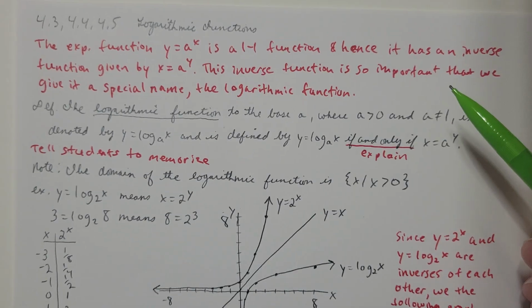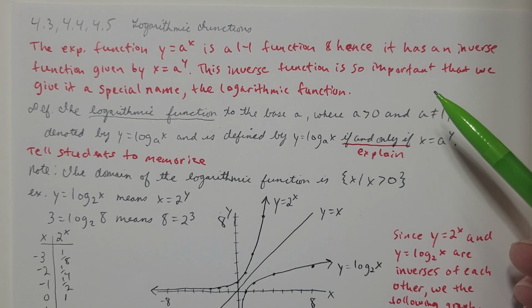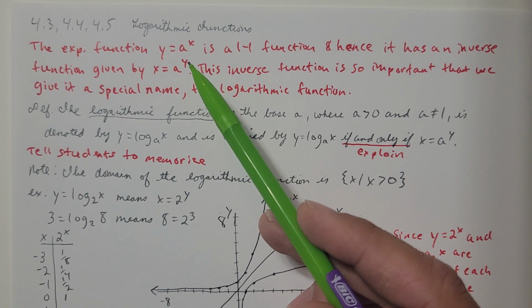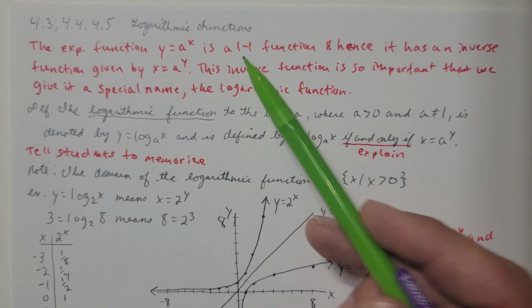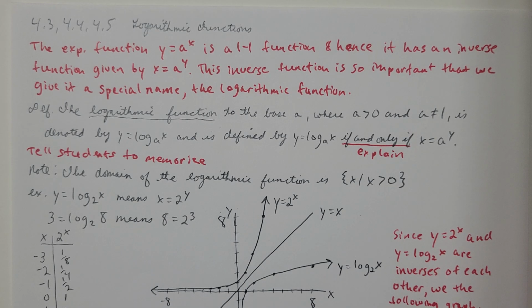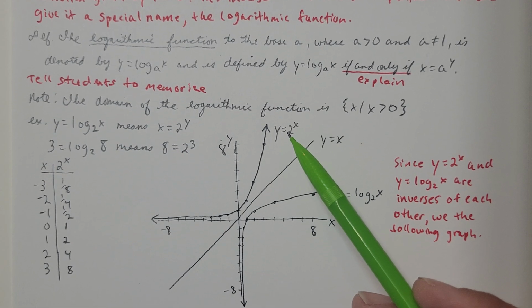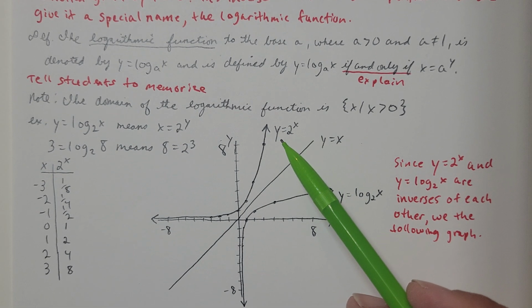Now, the first thing that I said in this section is that an exponential function y equals a to the x is a one-to-one function. What does that mean? It means that the inverse is a function. Well, inverse is all about switching x and y. So with this equation, y equals 2 to the x, all I'm going to do is switch x and y, and I have the equation x equals 2 to the y.